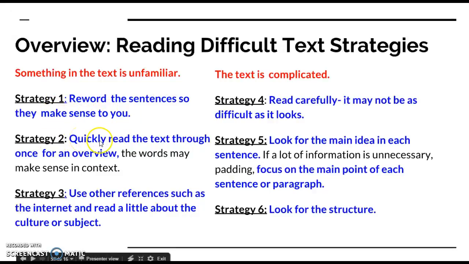Strategy number 2, quickly read the text through for an overview. The words may make sense in context. Strategy number 3, use other references such as the internet and read a little bit about the culture or subject. Strategy number 4, read carefully. It may not be as difficult as it looks.